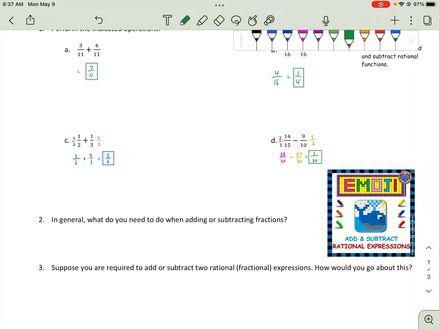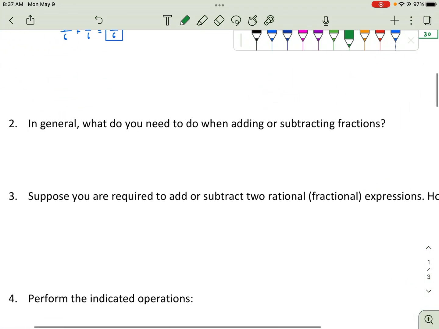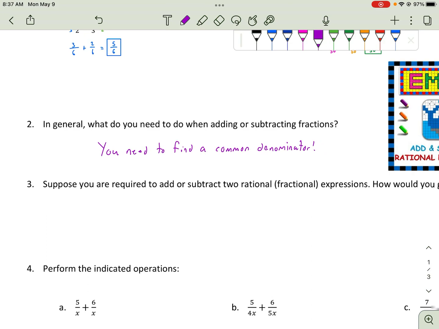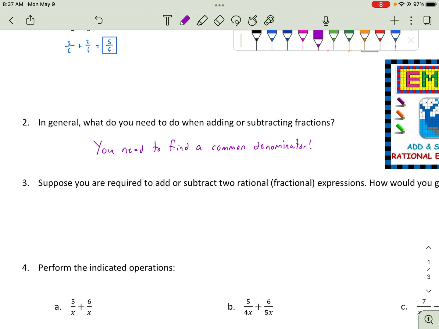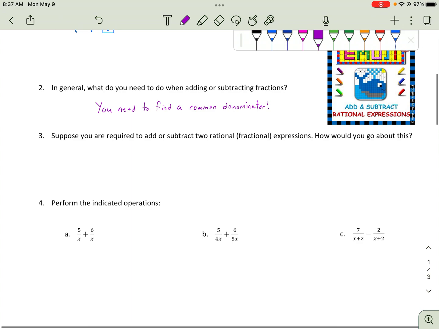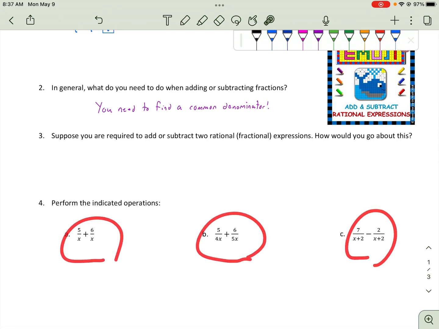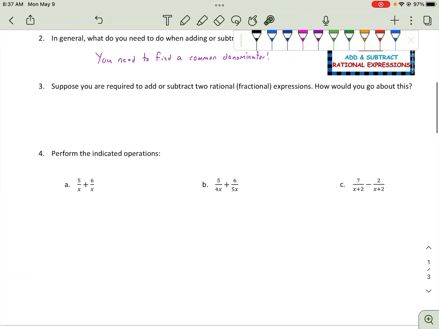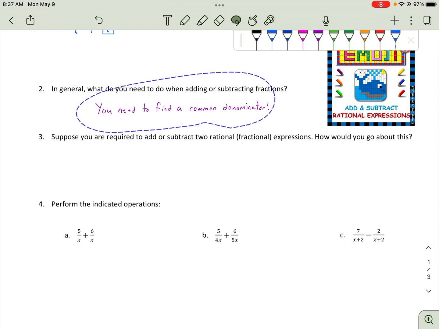Number 2 says, in general, what do you need to do when adding and subtracting fractions? You need to get a common denominator. Number 3, suppose you're required to add or subtract 2 rational expressions. How would you go about this? Stuff that looks like this, or this, some more complex ones. But the answer is the same. You need to find a common denominator.